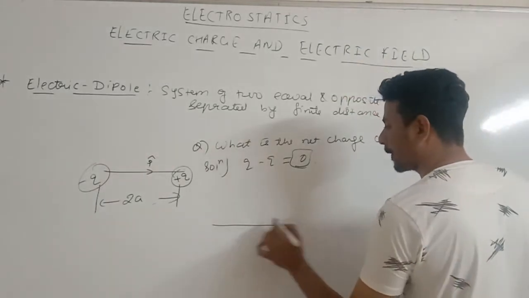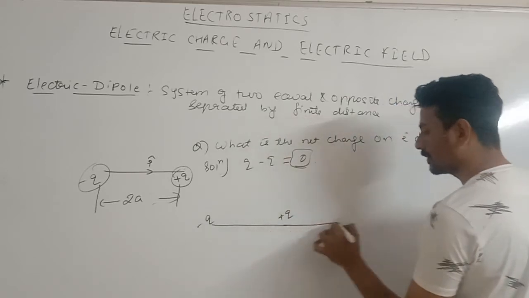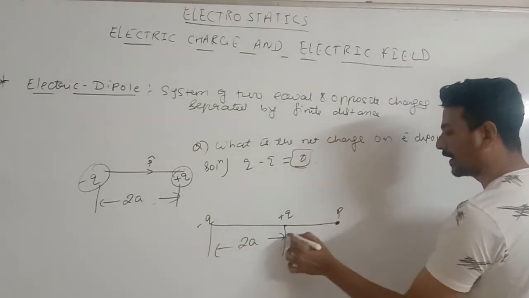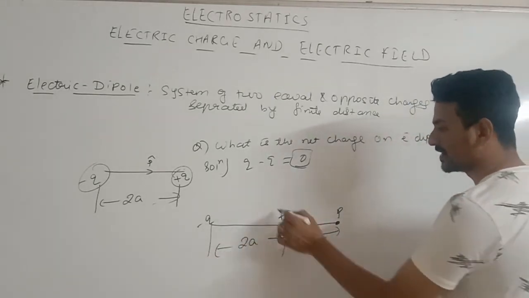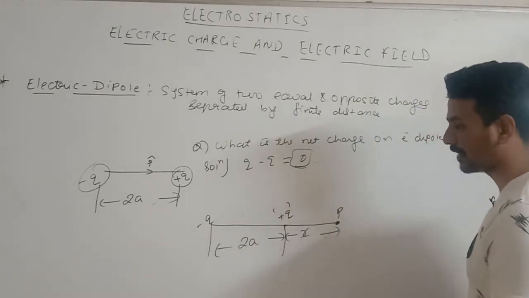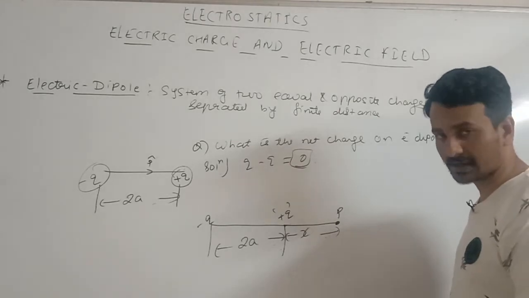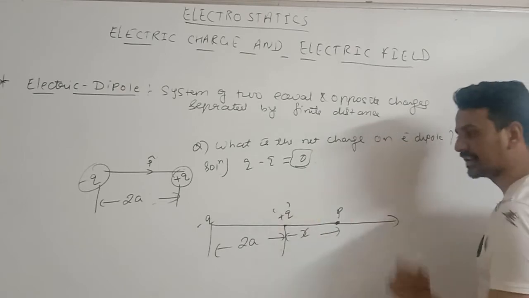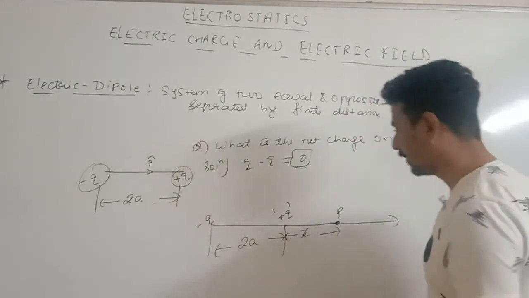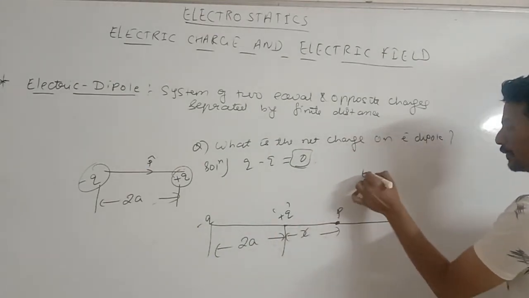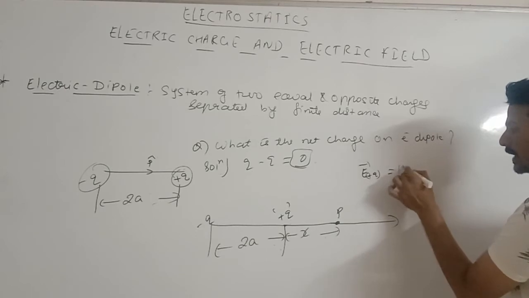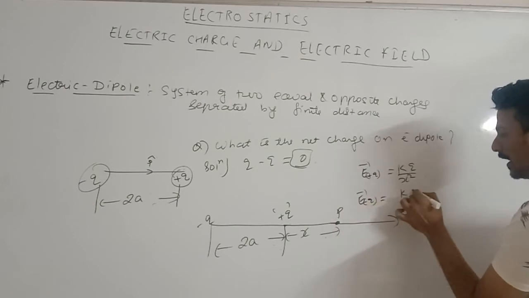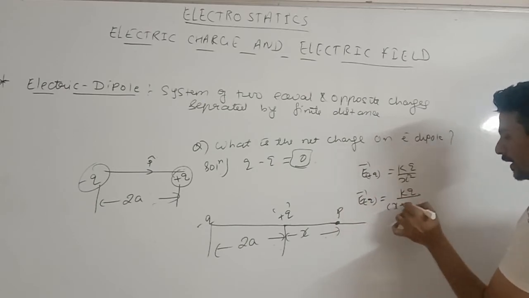One more thing, suppose I am taking a point P over here, right? The distance is say 2a and the point P is at a distance of x from positive charge, right? This is a point charge. As discussed in the previous video, point charge will produce an electric field kq by r square, right? And the direction of electric field will be radially away for positive charge, and for negative charge it will be radially inward, right? So what is the electric field produced by positive charge at point P? Kq by x square, right? What is the electric field produced by negative charge at point P? Kq by x plus 2a the whole square, right?